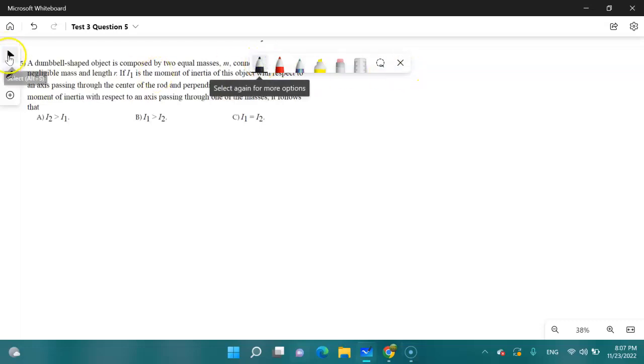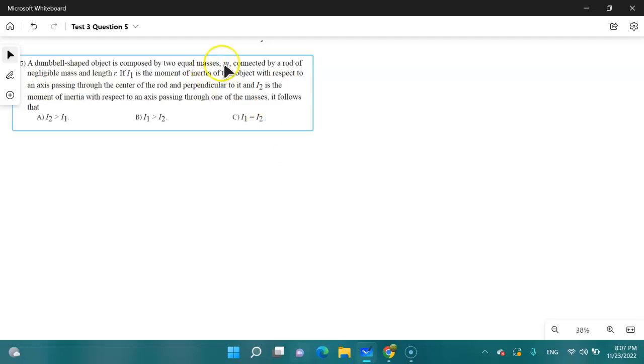So let's read this problem first. A dumbbell-shaped object is composed of two equal masses, m, connected by a rod of negligible mass and length, r. If I1 is the moment of inertia of this object with respect to an axis passing through the center of the rod and perpendicular to it, and I2 is the moment of inertia with respect to an axis passing through one of the masses, it follows that I2 is greater than I1, I1 is greater than I2, or they're equal.